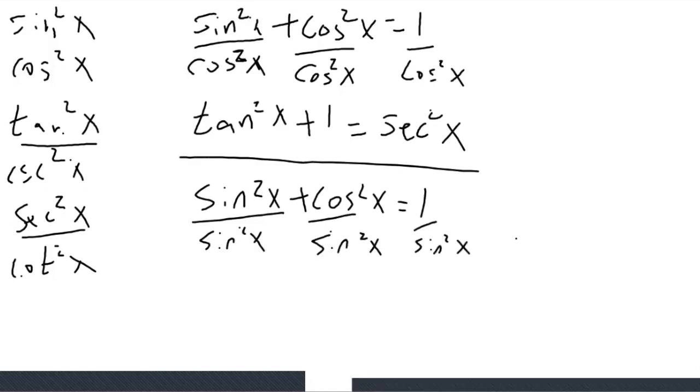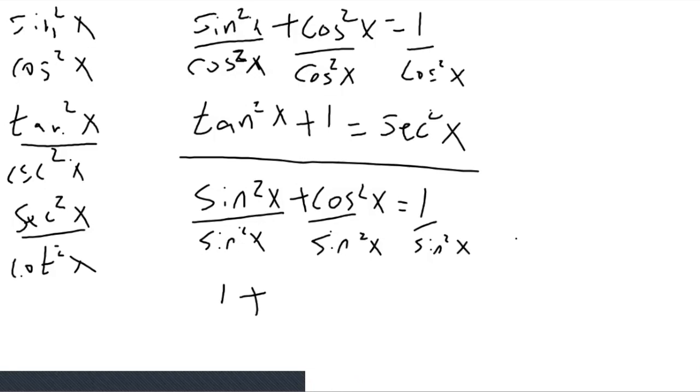Sine squared of x over sine squared of x is going to be 1, plus cosine squared of x over sine squared of x is going to be cotangent squared of x. 1 over sine squared of x is going to be cosecant squared of x. So now we solve for cosecant squared of x, and we could also solve for cotangent squared of x by just subtracting 1 on both sides.